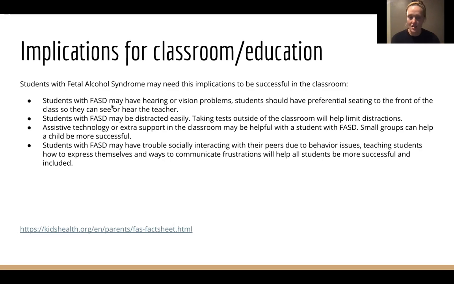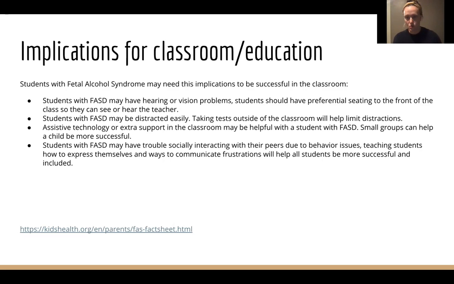Students with FASD may have hearing or vision problems. Students should have preferential seating at the front of the class so they can see and hear the teacher. Students with FASD may be distracted easily. Taking tests outside of the classroom will help limit distractions. Assistive technology or extra support in the classroom may be helpful for a student with FASD. Small groups can help a child be more successful.